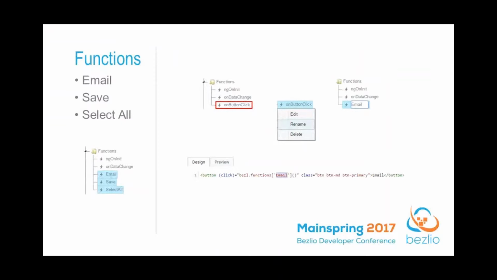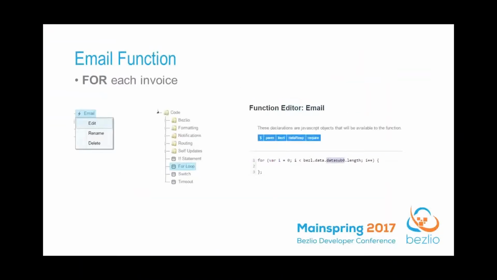So now that we have our button and our function lined up and renamed, we can talk about a little bit of what we're looking to do. For the email function, we want to do this for each invoice, which means we need a way to then cycle through and view each invoice. So we're going to use a for loop, which is kind of hard to see here.